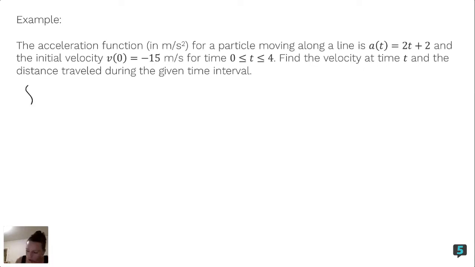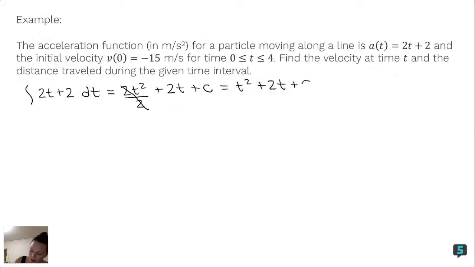So I'm going to take the integral of 2t plus 2 to get my velocity. And that's going to give me 2t squared over 2 plus 2t plus a constant. Okay, I can simplify here to get t squared plus 2t plus c. And keep in mind that this is my velocity equation because I was integrating my acceleration. Okay, so I've got my velocity at time t. That's the first part they asked me.